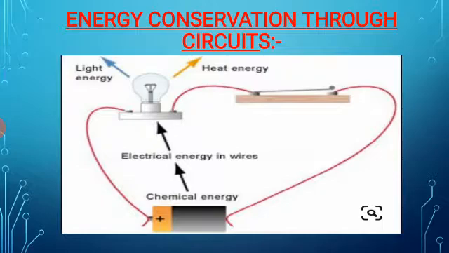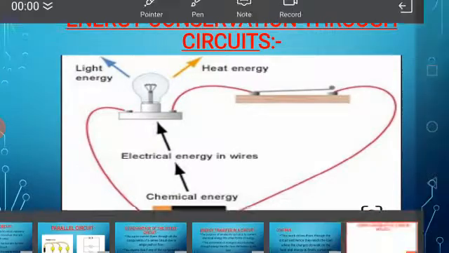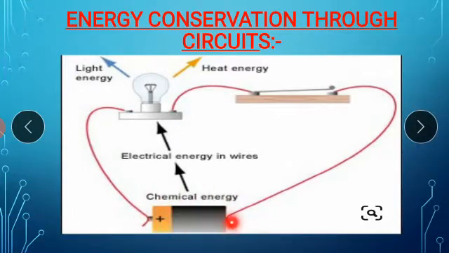You can see here in this picture also that this is a battery which has the stored chemical energy. This stored chemical energy will convert into the electrical energy in the wires, and that electrical energy will be converted into light energy and heat energy.